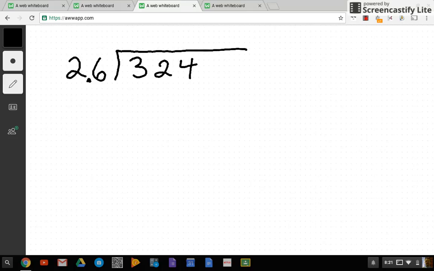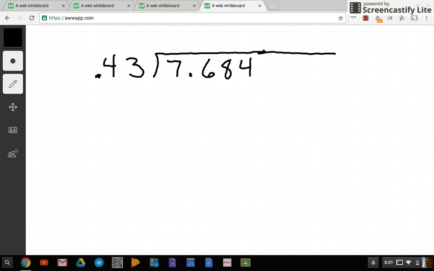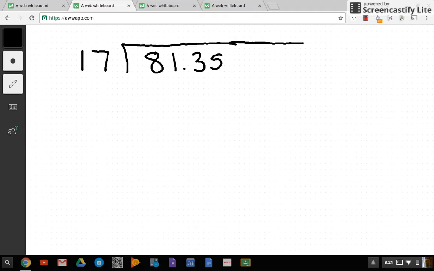This next one, we have a whole number divided by a decimal. And in our final problem, we have a decimal divided by a decimal. So let's take it from the top. Okay.